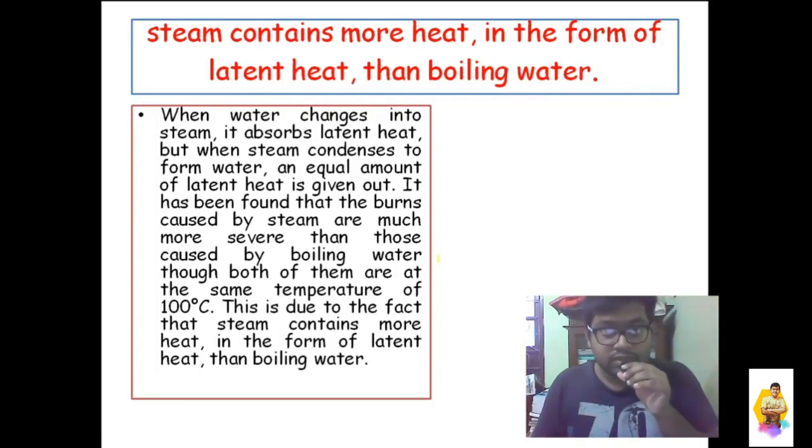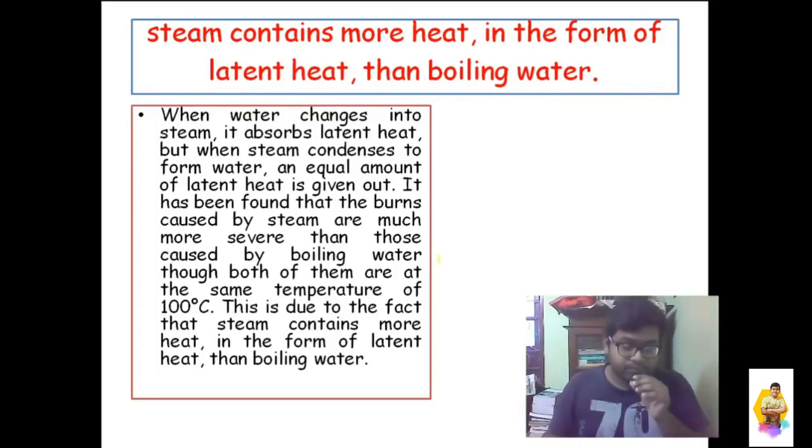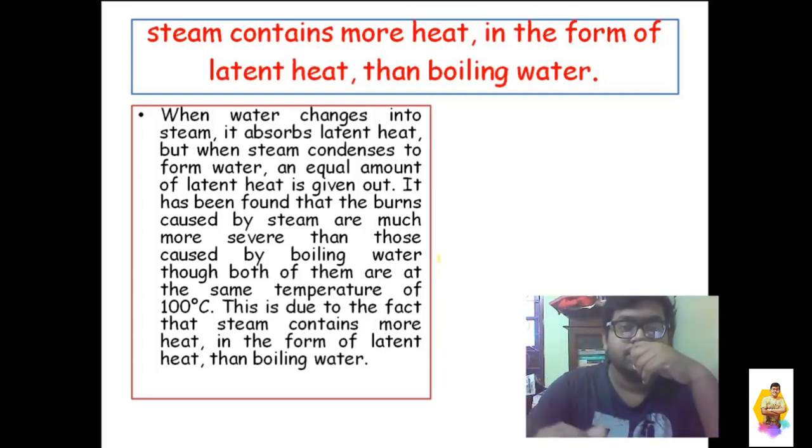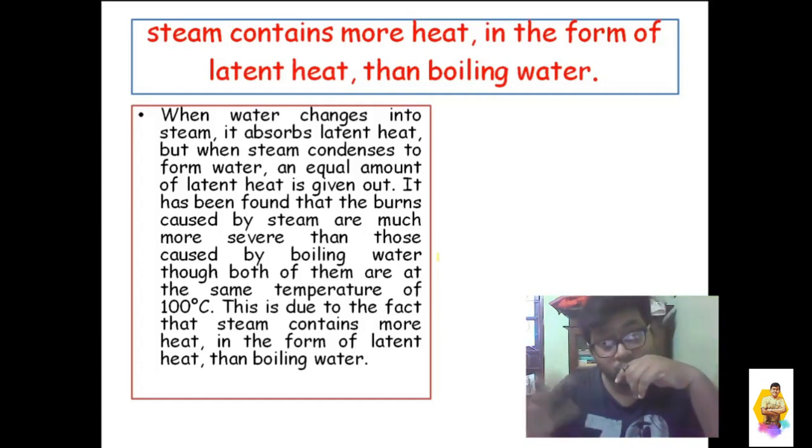Now, steam contains more heat in the form of latent heat than boiling water. It's a very important topic. Let's discuss. Suppose while boiling water, if you keep your hand in contact with the steam which is coming out, it is very dangerous. It is more dangerous than the boiling water itself.